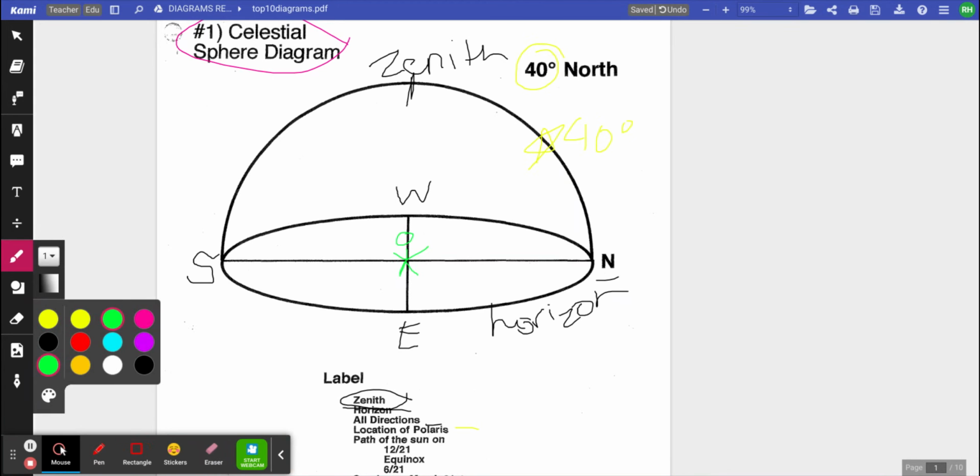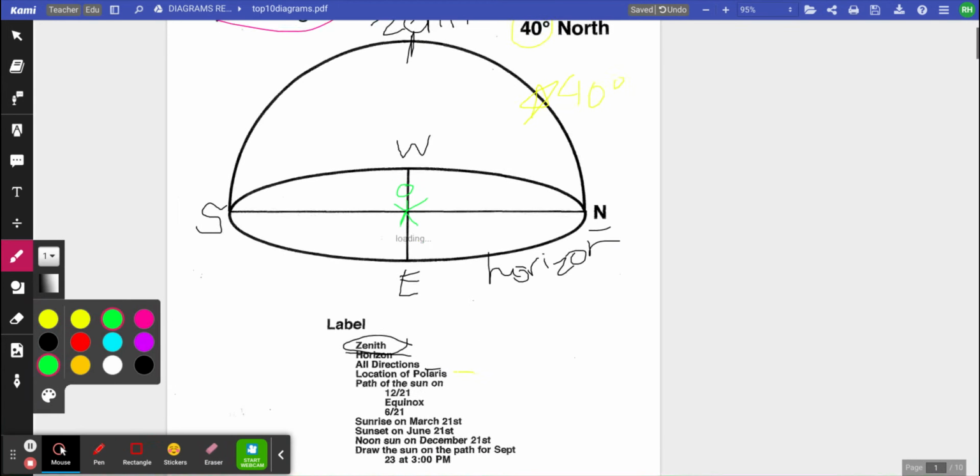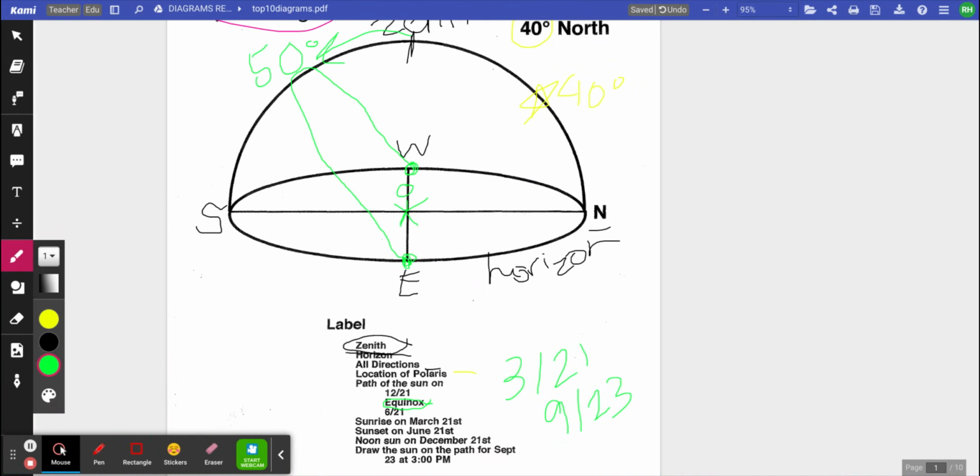Okay, now we're going to start putting in the sun's path, and I'm going to start actually with the equinox. The equinox happens on 3/21 and 9/23, the spring equinox and the autumnal or fall equinox. At that time, the sun rises exactly in the east, and it'll set exactly in the west. It's going to come up in the sky and go back down, and it gets up to 50 degrees, which is 90 minus 40. That's where that number comes from. You're just subtracting the latitude.